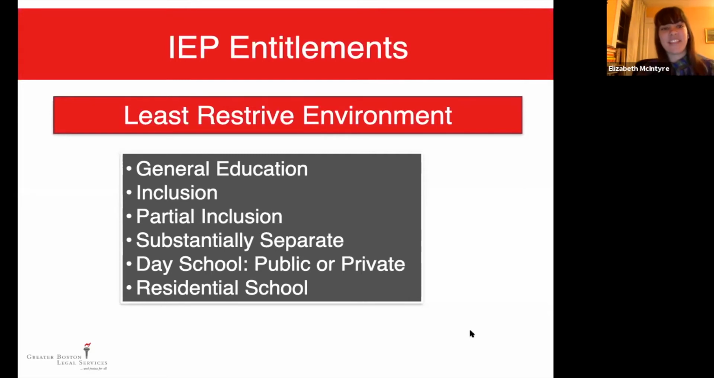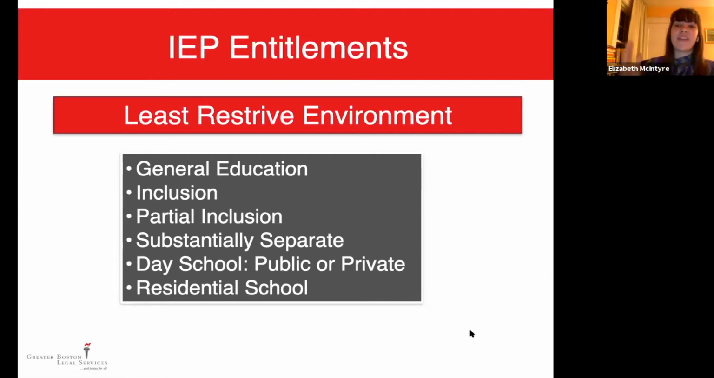Then sort of the last slot here are residential schools. Residential schools are like day schools. They're privately run, but they are, students live there. So they live there and they go to school there.